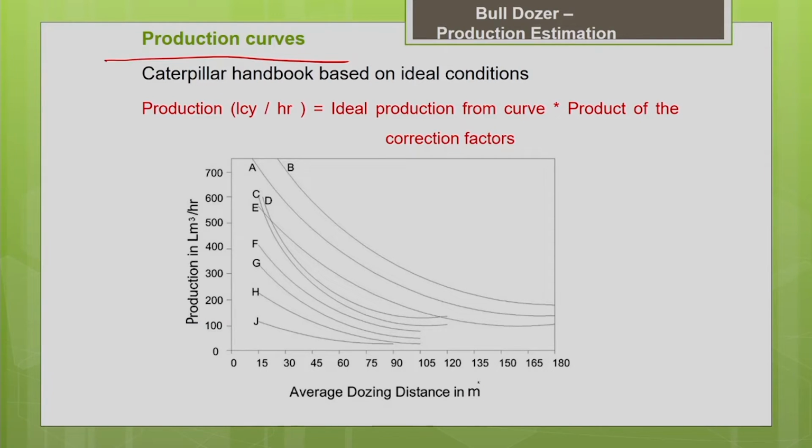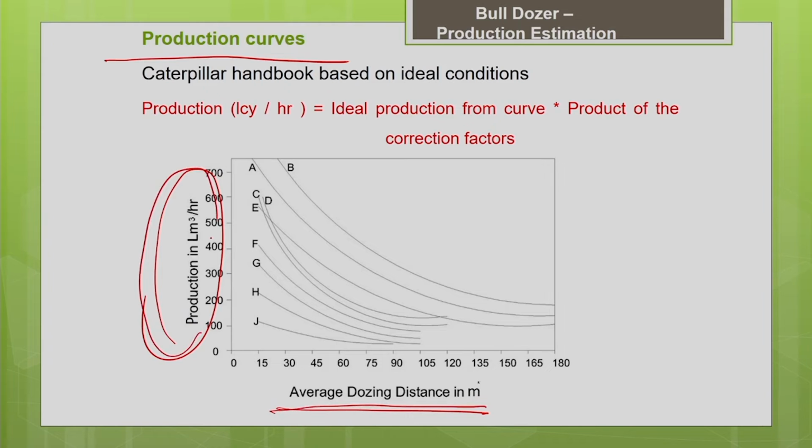So, you can see these production curves will have the relationship between the dozing distance and the production. You have the average dozing distance in meter on the x-axis, and you have the production in loose cubic meter per hour on the y-axis, and all these refer to different models of machine produced by the manufacturer. A, B, C, D, you can correspondingly look into the model. You can see that as the dozing distance increases, your productivity is getting reduced.